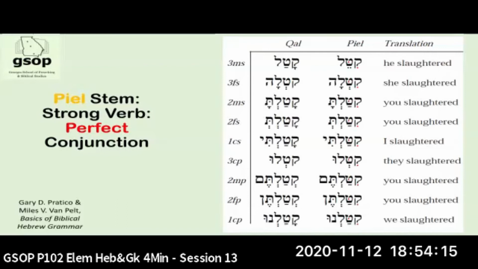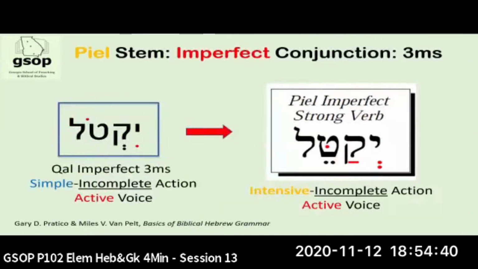So we go from he killed, qatal, to he slaughtered, qittel. To she slaughtered, you slaughtered, the second masculine singular, second feminine singular, to I slaughtered, they slaughtered, you plural slaughtered, and you plural feminine slaughtered, and then we slaughtered. It's an intensified action from the qatal, which is a simple action.